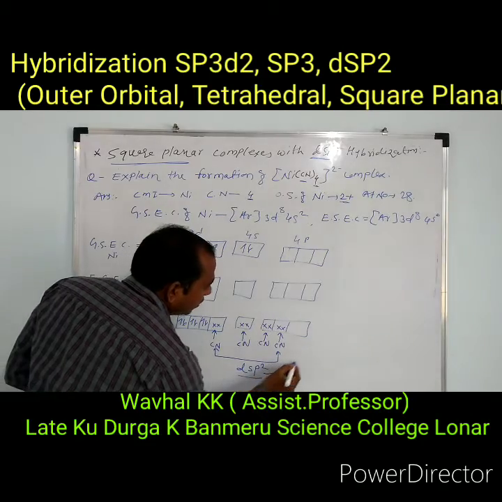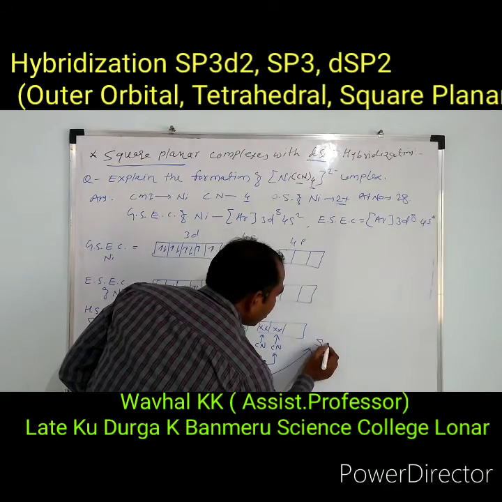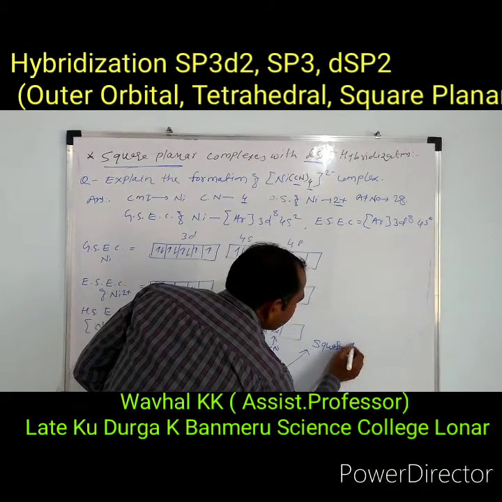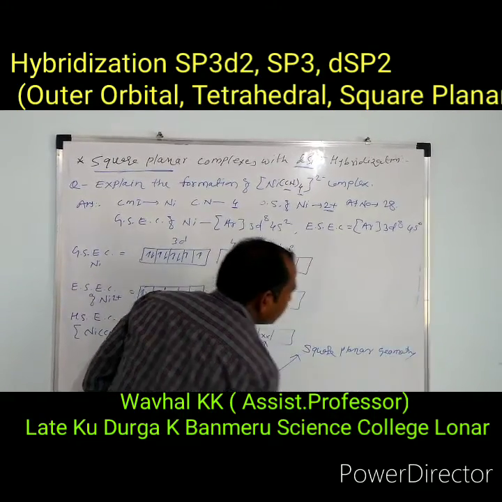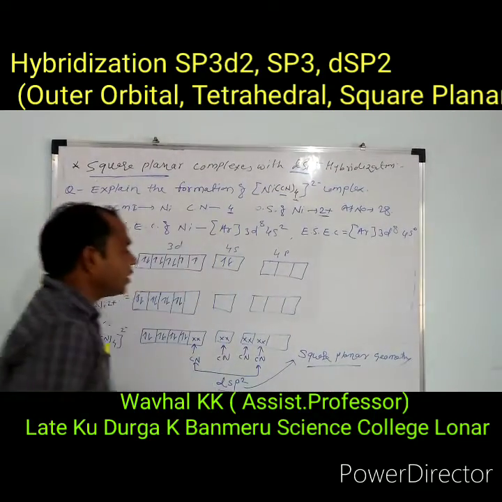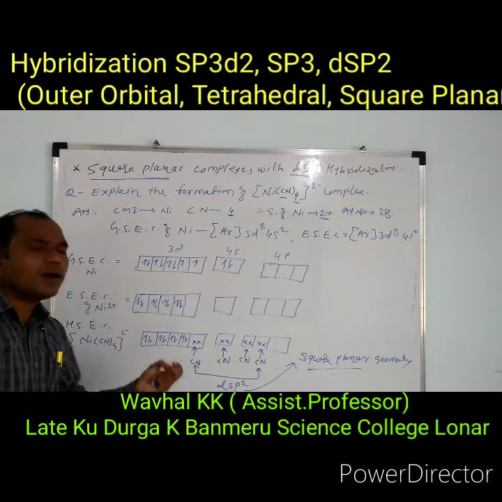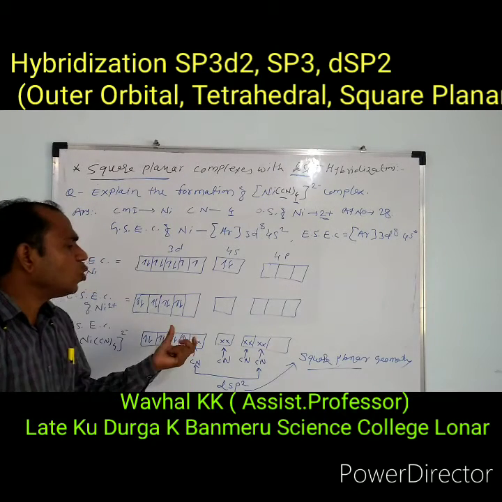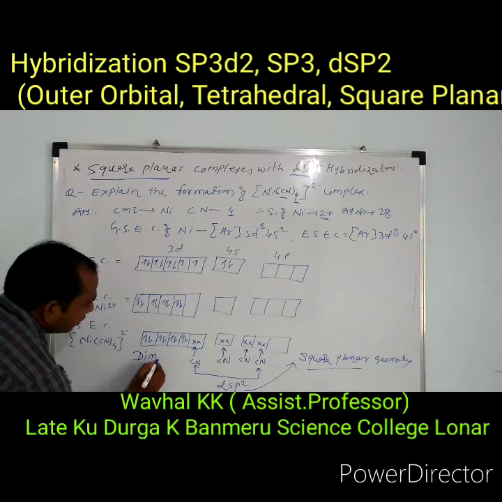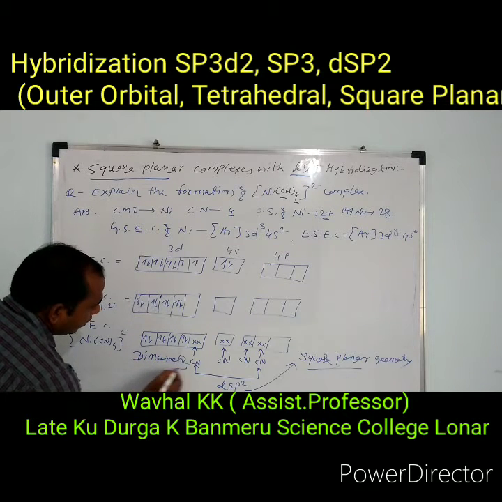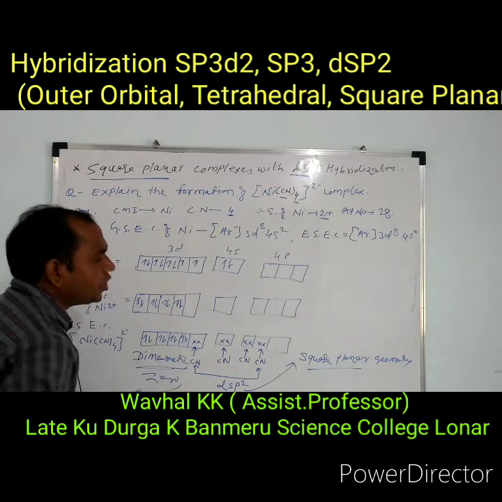If the complex has dsp2 hybridization, it acquires the square planar geometry. Hence this complex shows square planar geometry, and it has no unpaired electrons. Hence this complex is diamagnetic in nature, and the magnetic moment is 0.